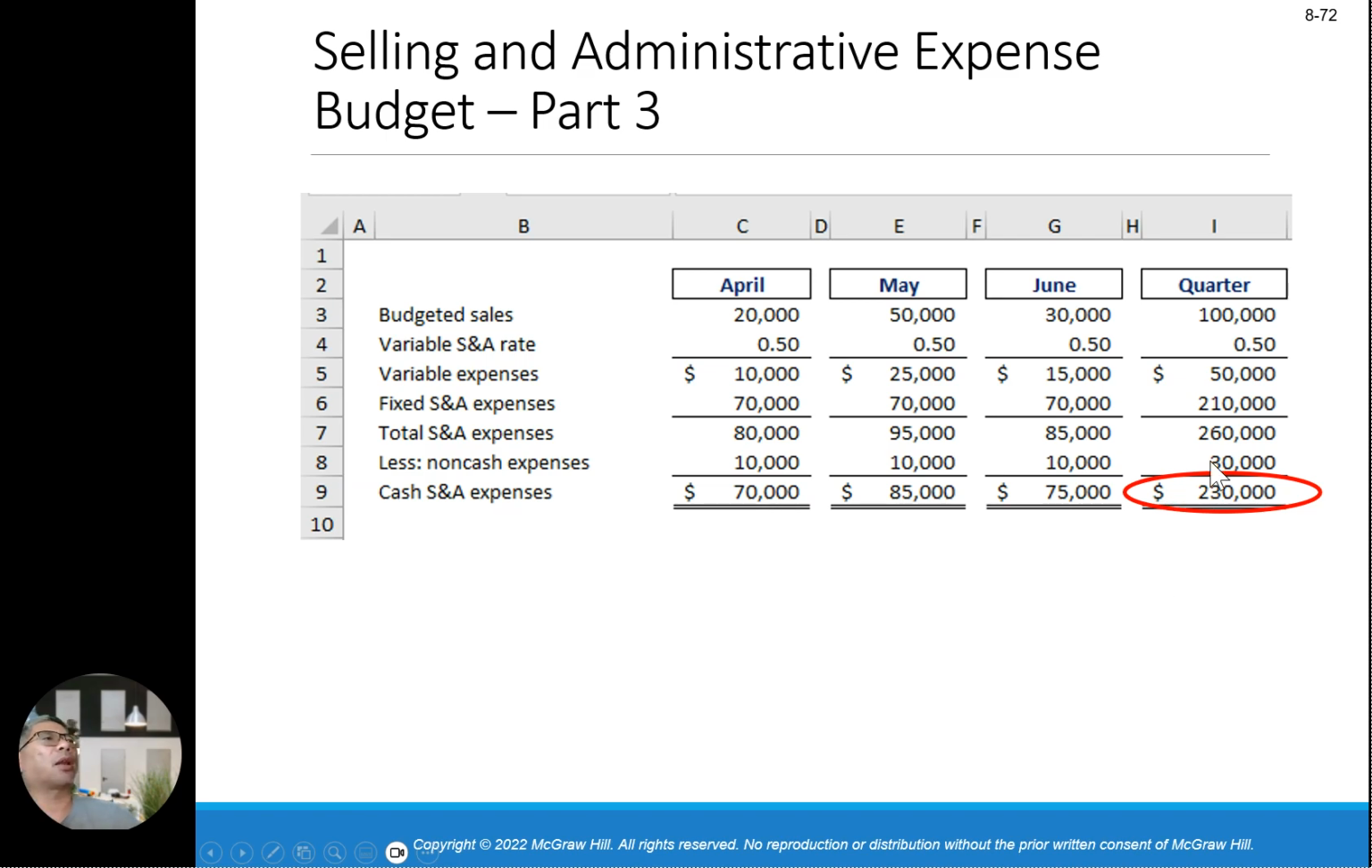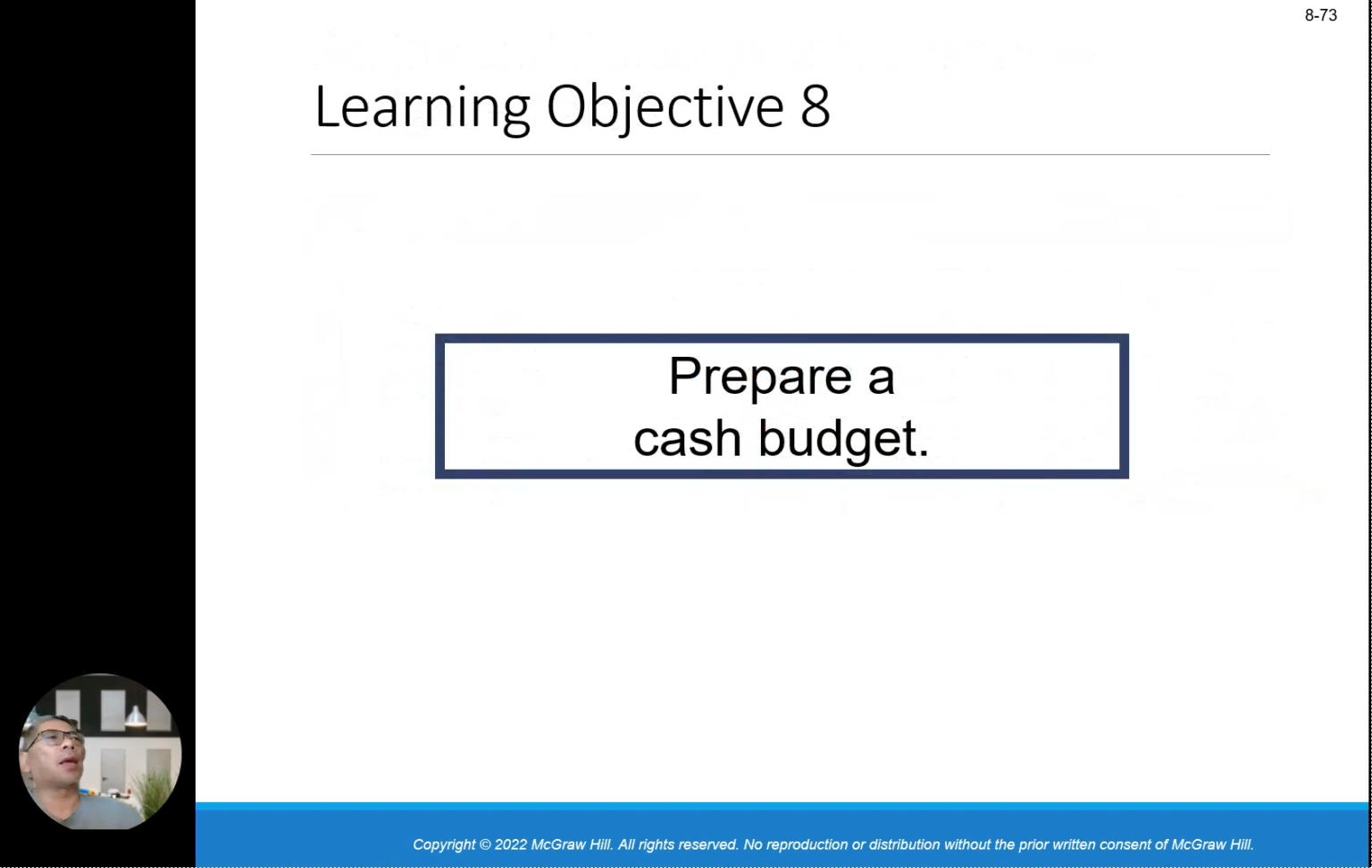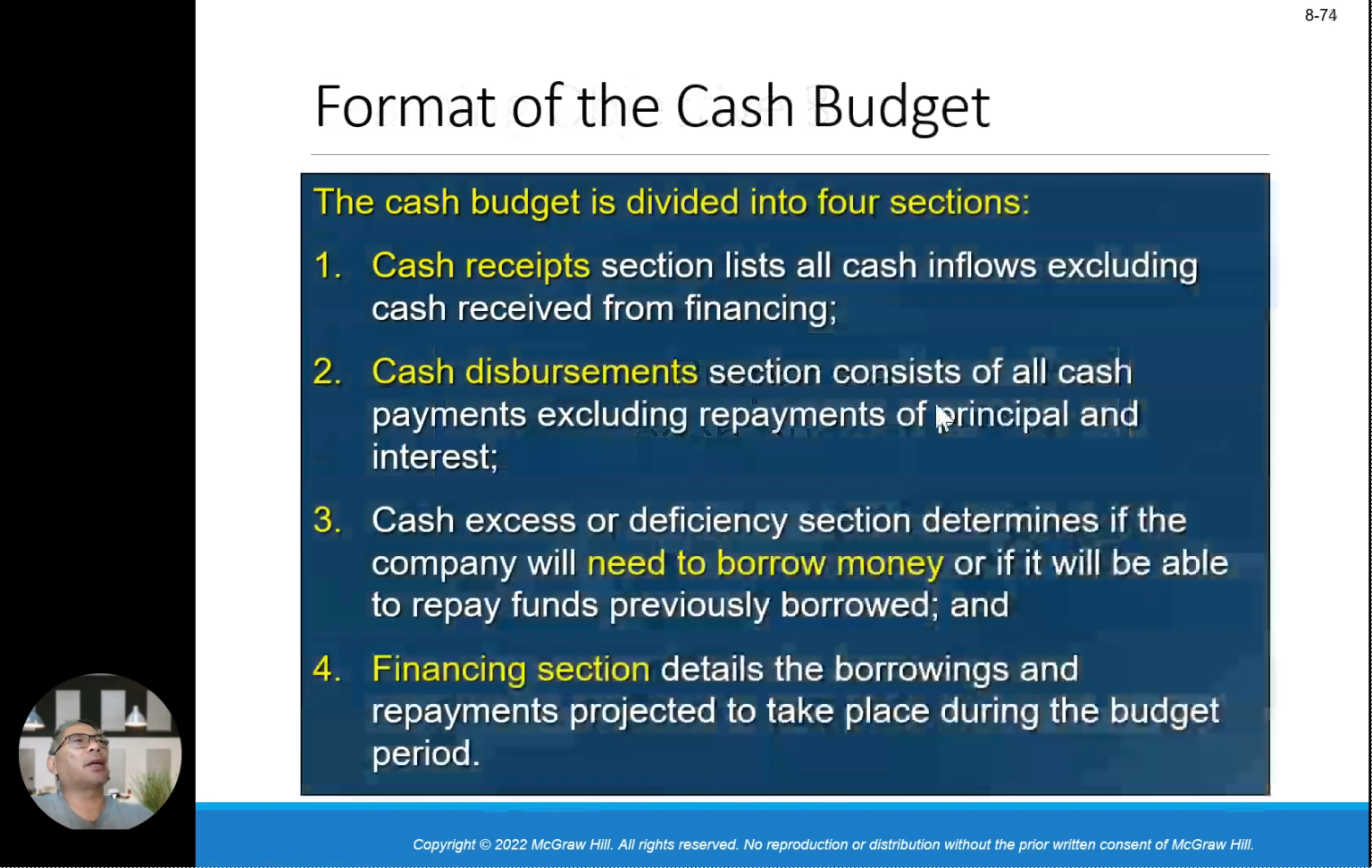This is how you get that logic, 230,000. You're going to analyze this slowly, piece by piece. All right, now number 8, prepare the cash budget. When you do a cash budget, it is divided into 4 sections: cash receipts, cash disbursements, cash excess or deficiency, and financing section. So these are the 4 sections of the cash budget.